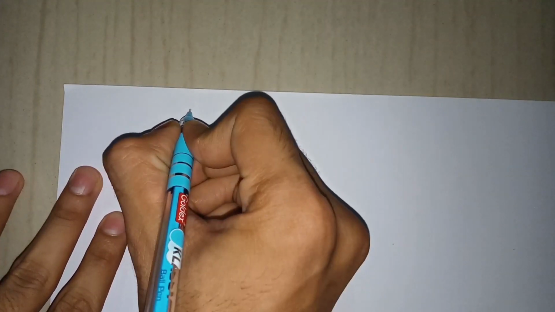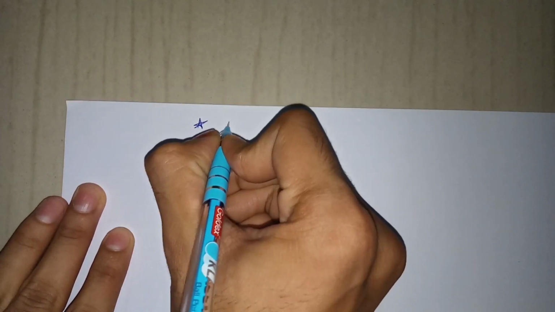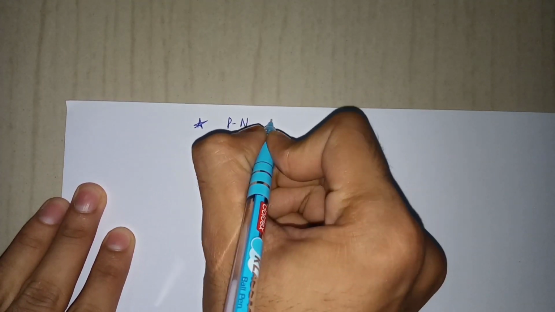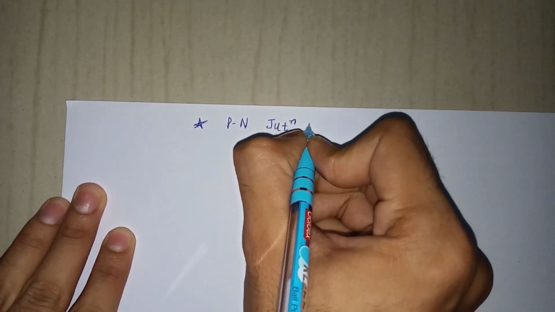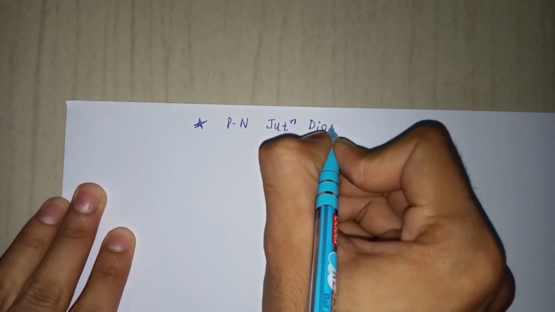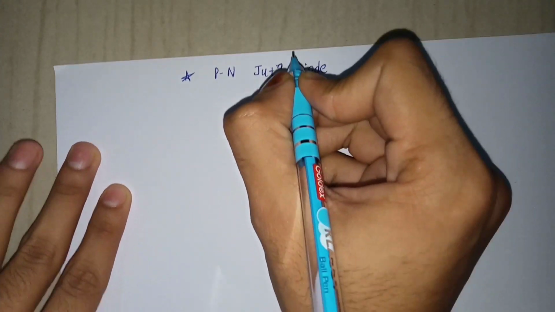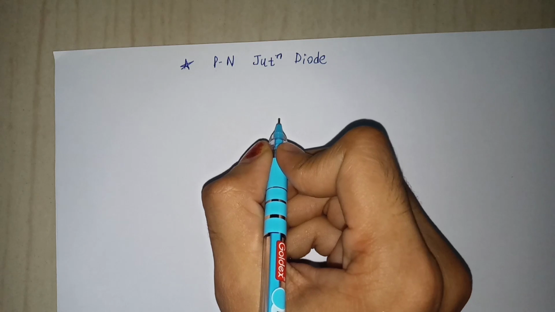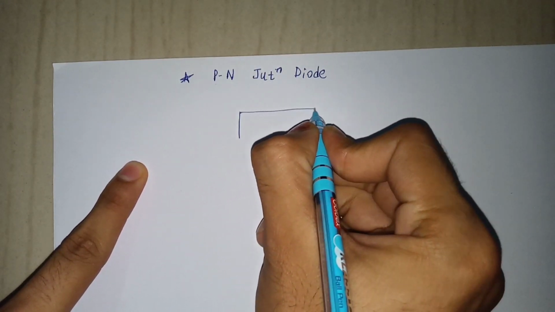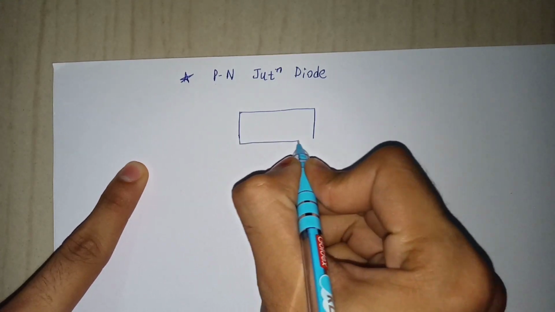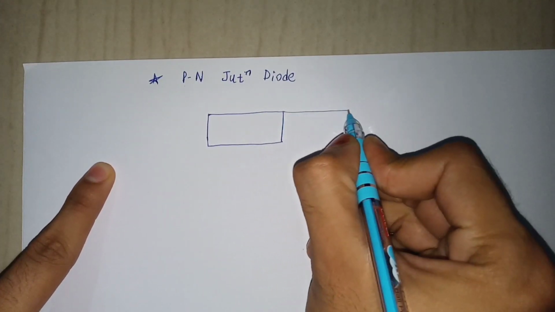Today we will discuss the PN junction diode and the depletion region. You all know about the PN junction diode. The junction formed by the P-type material and N-type material is basically called a PN junction.